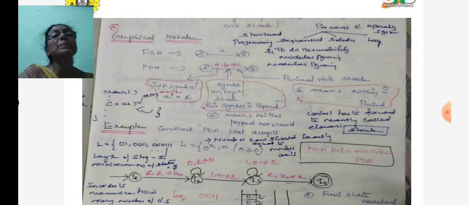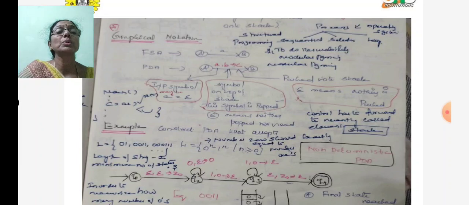Next, b is the symbol on top of the stack, and this symbol is going to be popped. If it is epsilon, nothing is popped or read. Next, tends to c means that symbol is pushed onto the stack. Epsilon means nothing is pushed. So this is the transition of the pushdown automata.